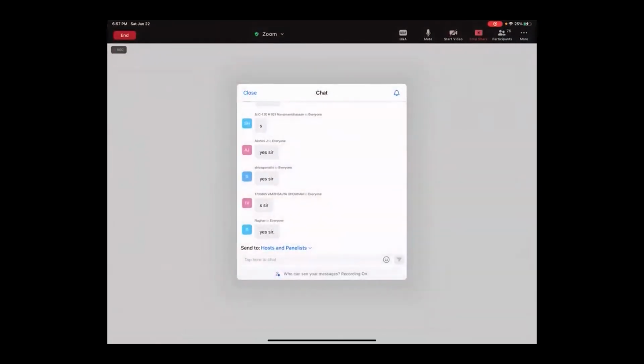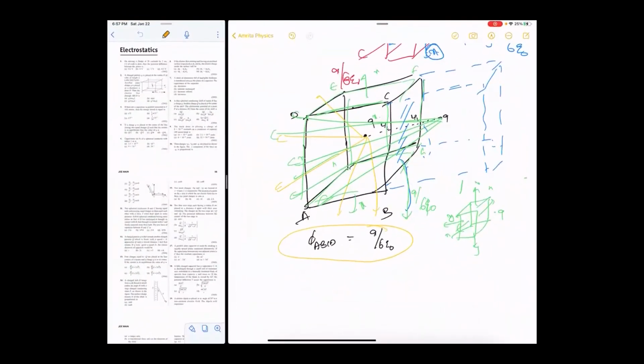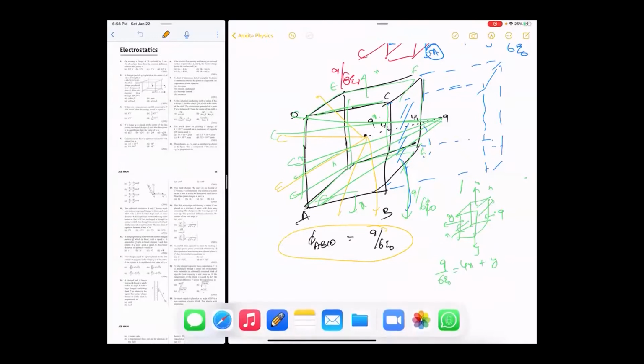Okay. So now, when the charge is outside, the net flux entering the cube is equal to the net flux leaving the cube. So what is the flux entering the cube? Q by 6 epsilon naught, which is 4 times X plus Y. Hope that's clear?